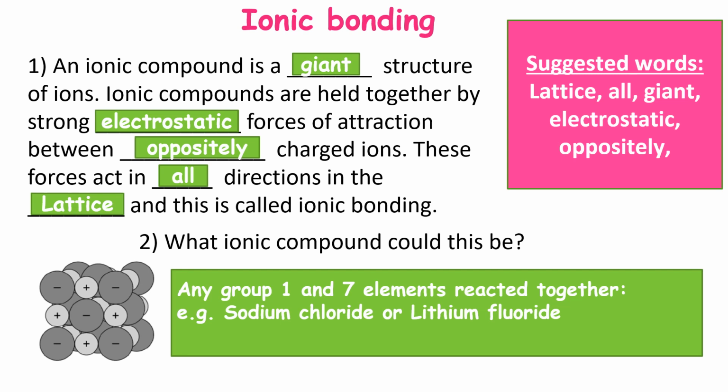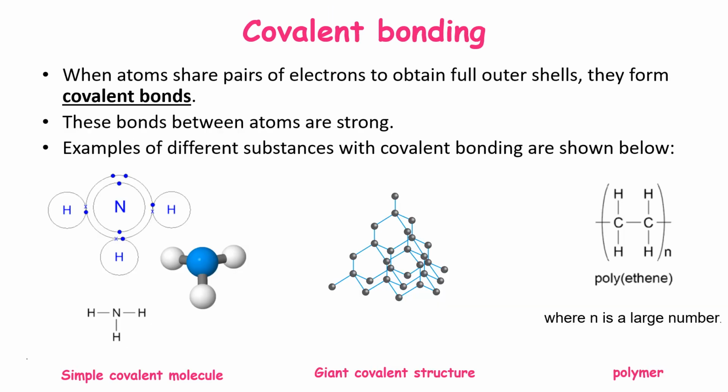We always had a plus and we always had a minus. And this is called a lattice. A lattice just means a regular structure. Okay, so as you can see over here in the corner, you're going to see plus minus, plus minus, plus minus. Moving on to covalent bonding.